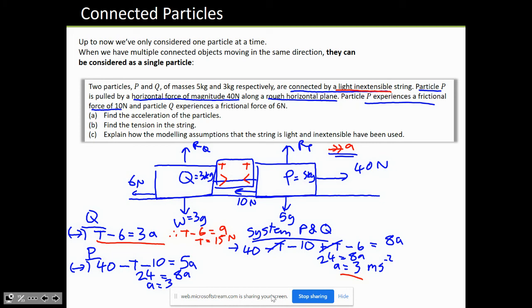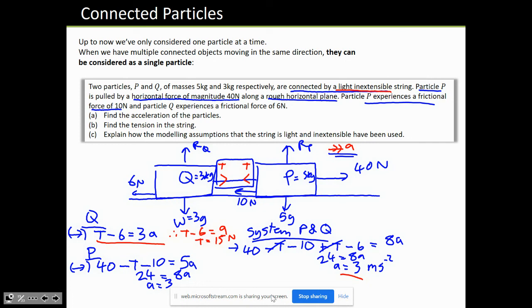Finally, explain how the modeling assumptions that the string is light and inextensible have been used. Well, I did talk about that a little bit. The fact that we have not used a mass for the string at all. It's not had any weight. We've not included the mass of the string in our mass times acceleration calculations. So that's one way we've assumed the string is light.